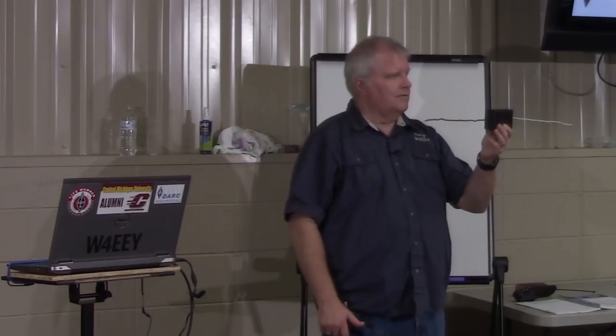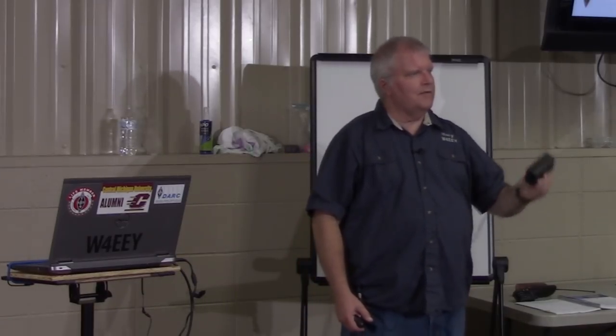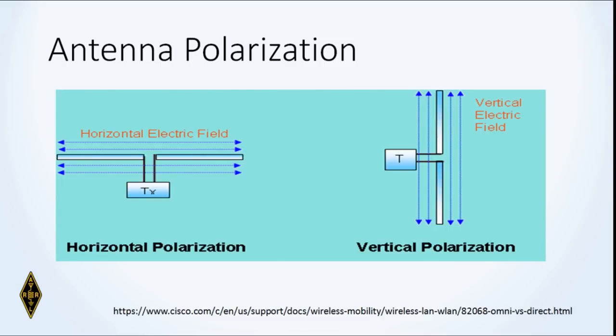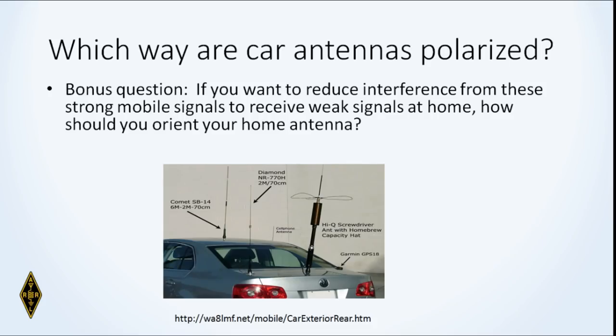So the polarization of an antenna not only refers to its physical polarization, but it refers to the polarization of the electric field. Remember, electric field, magnetic field, but electric is what we're talking about with regards to polarization. And here's another view of that. So here's a question. Which way are car antennas polarized?